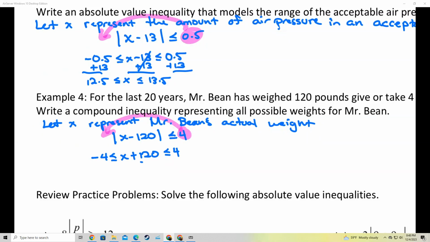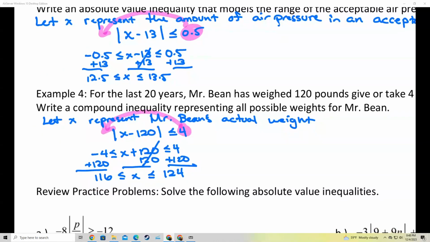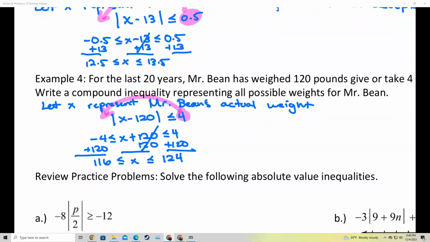I'm going to add 120 to all sides. These are going to cancel, and I get 116 is less than or equal to x is less than or equal to 124. That means Mr. Bean's weight must have been somewhere between 116 and 124 pounds.